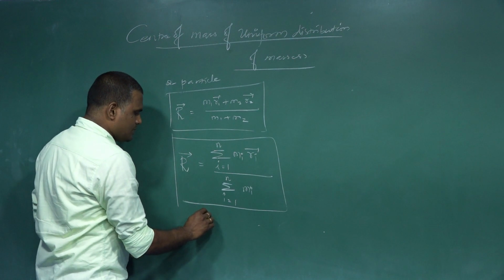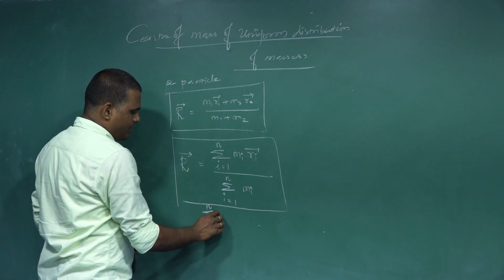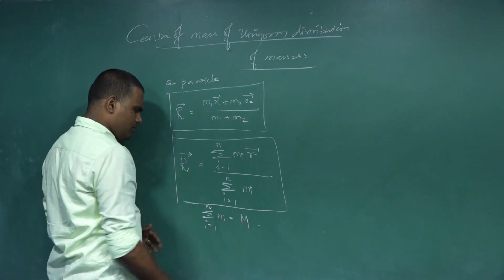So I can simply say sum over i equals 1 to n of mi is equal to capital M. Simple.